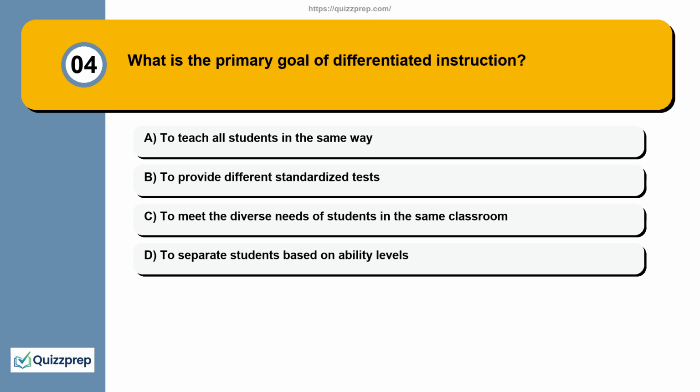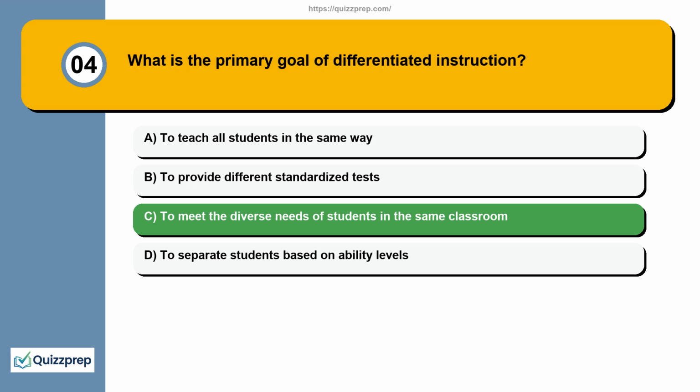Question 4. What is the primary goal of differentiated instruction? Here are your options. Option A. To teach all students in the same way. Option B. To provide different standardized tests. Option C. To meet the diverse needs of students in the same classroom. Option D. To separate students based on ability levels.